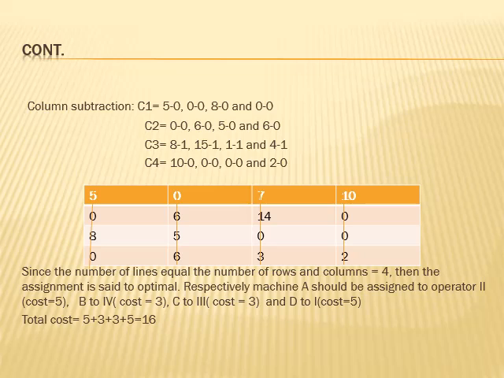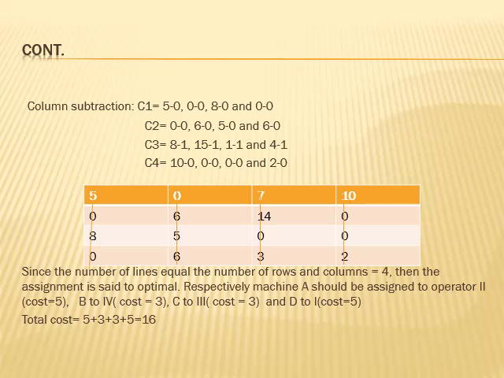Then the assignment is said to be optimal. Respectively, machine A should be assigned to operator 2, cost equal 5. Machine B to operator 4, cost equal 3. C to 3, cost equal 3, and D to 1, cost equal 5. The total cost is the summation of the costs, 5 plus 3 plus 3 plus 5 equals 16.